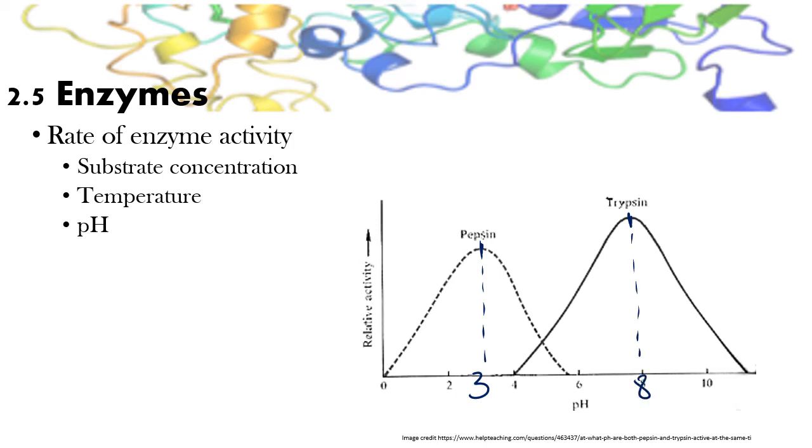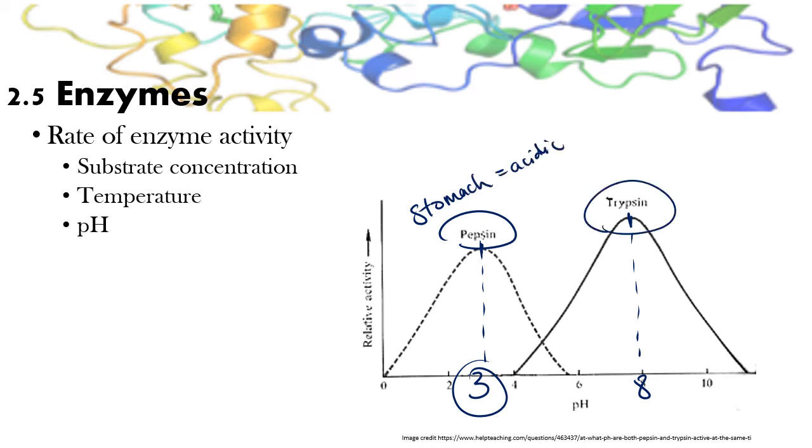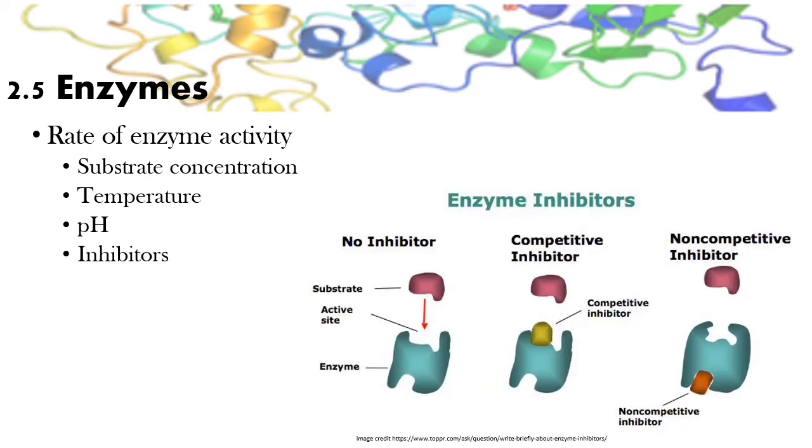How does that happen? Well, hopefully you're thinking about the fact that pepsin, pH of 3, is probably in the stomach, which is quite acidic, whereas trypsin is found in the small intestine, which is more neutral, just a tiny little bit basic. And so we have different optimal pHs for different enzymes in different parts of our body. And then we have these things called inhibitors. And inhibitors are going to bind to enzymes and shut them down.